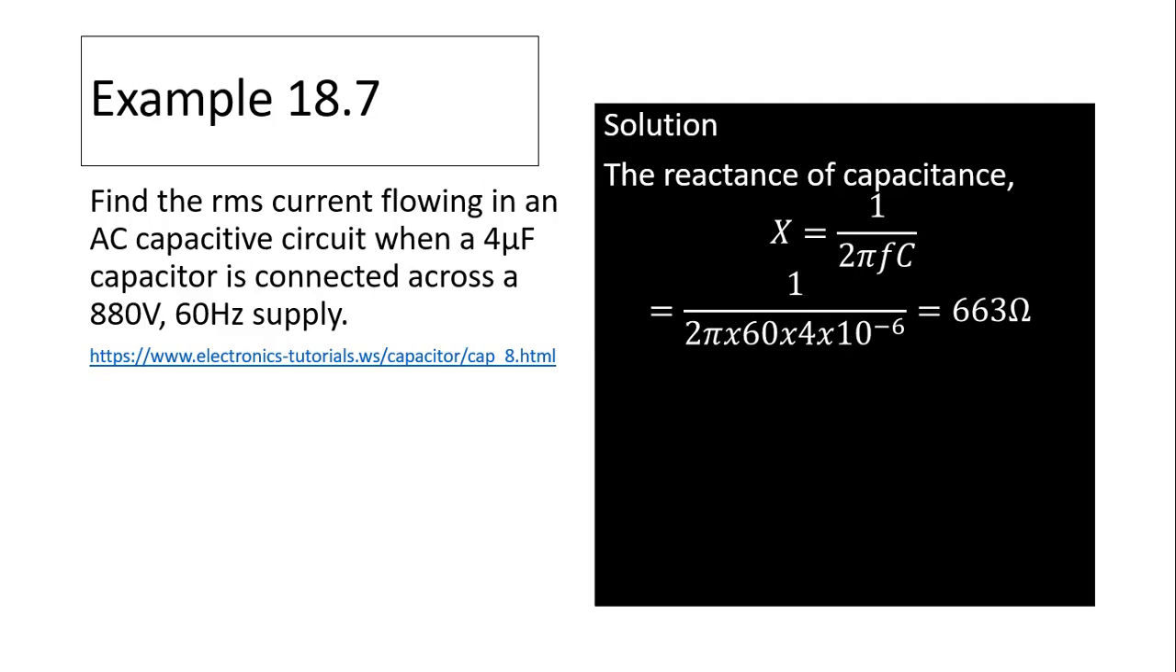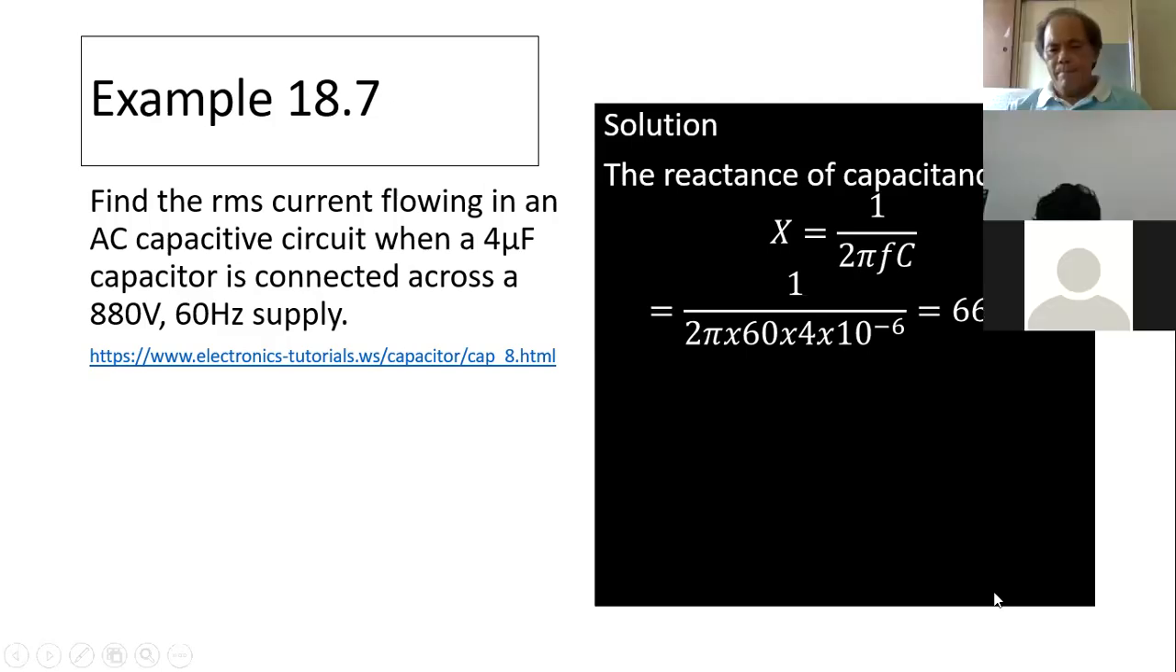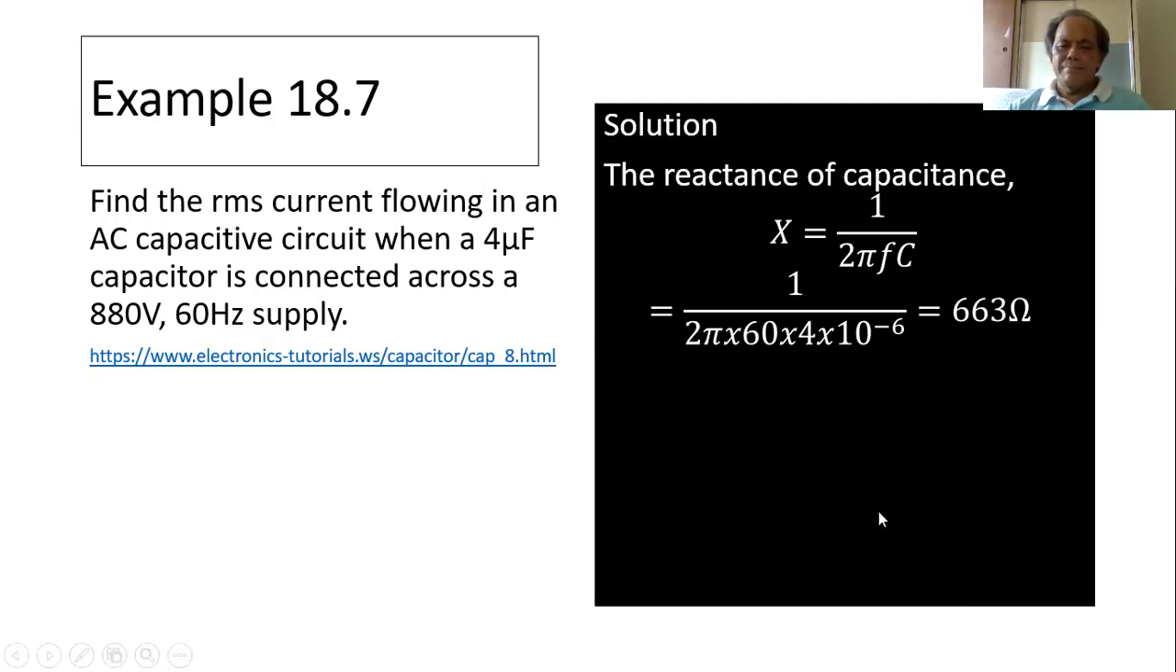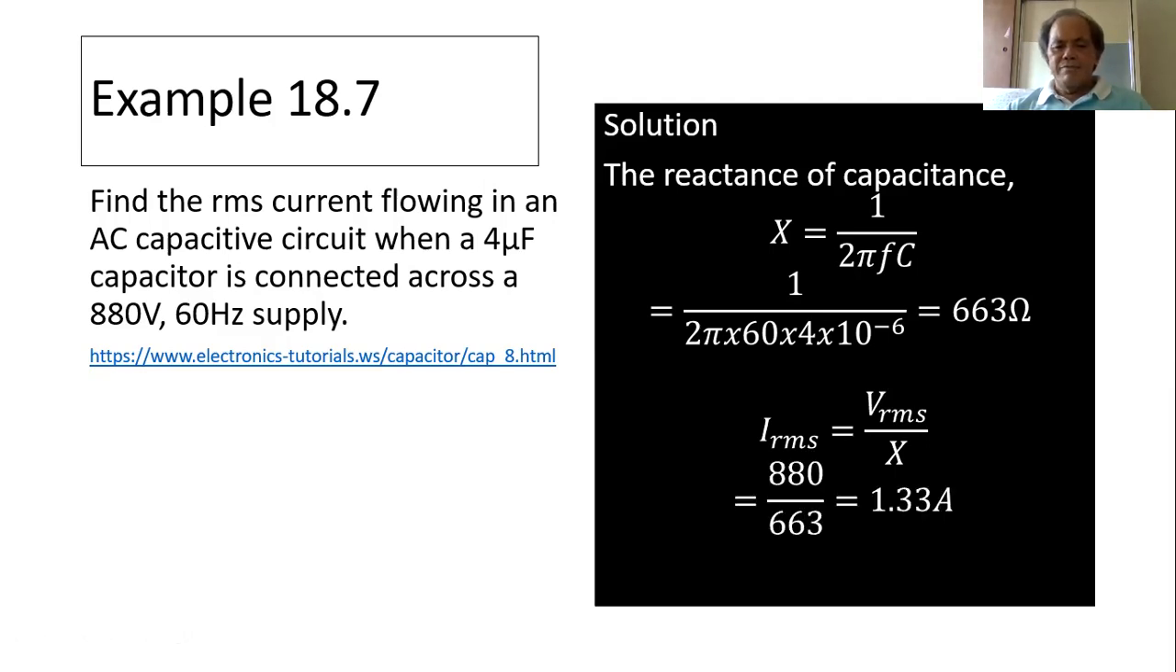How to calculate the current now? That's right. Can or not? Can get the answer now? 880 divide 663. Right? 880 divide 663, so you get 1.33. Okay. Happy with that? If happy, we go to the next question. I'm happy.